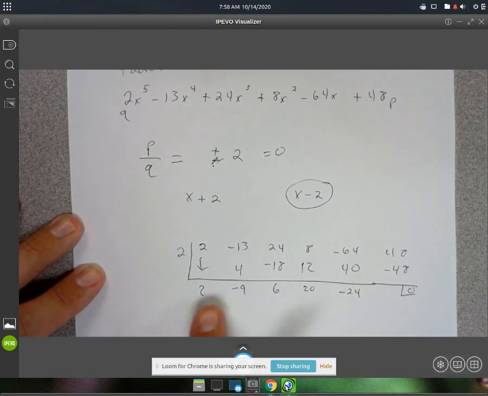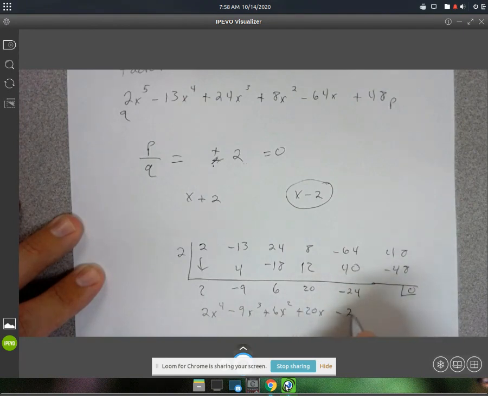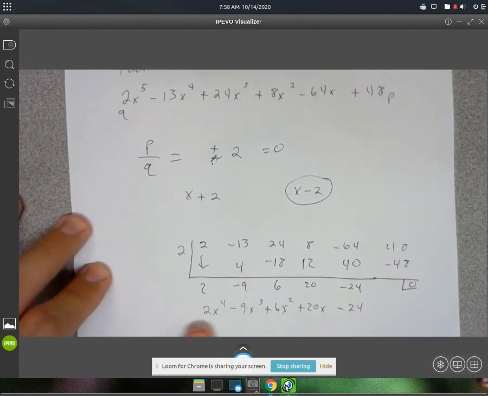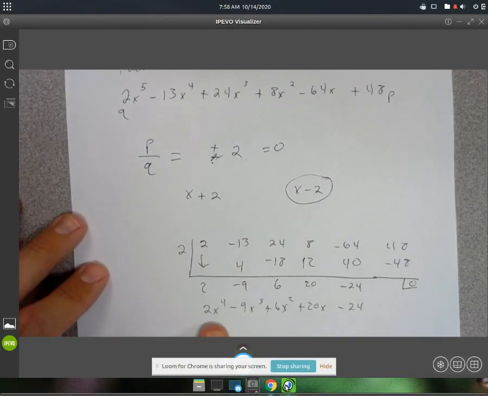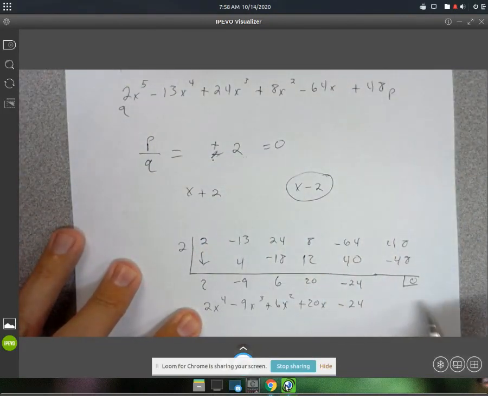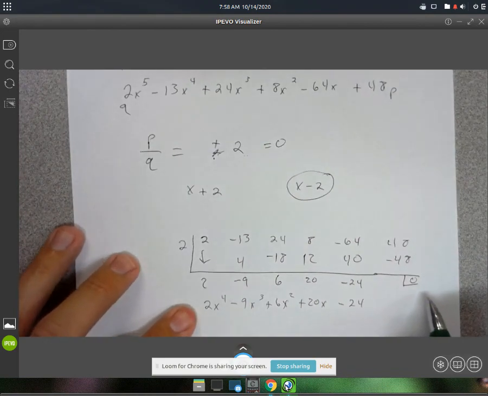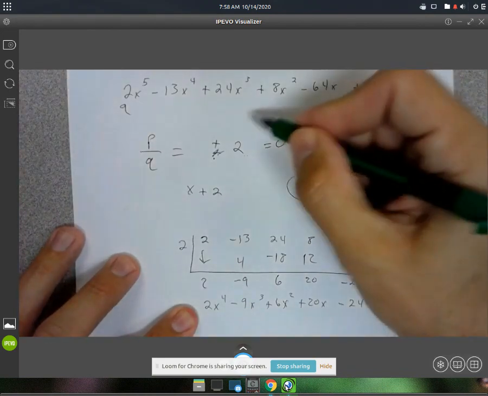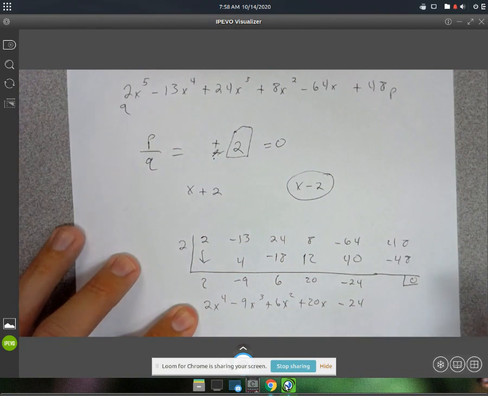All right. So this would be our new polynomial: 2x to the 4th minus 9x to the 3rd plus 6x squared plus 20x minus 24. So at this point, you would continue that P over Q list thing, trying to find numbers that would give you 0. And as it turns out, positive 2 works again for this.